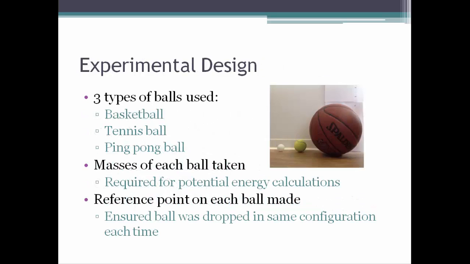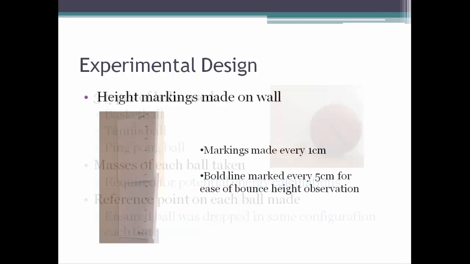To answer our research question, we used three types of balls: a basketball, a tennis ball, and a ping pong ball. Each ball was weighed to determine its mass so that its gravitational potential energy could be calculated. We marked each ball with a pen to ensure that we dropped it in the same configuration each time, in order to minimize uncertainty. We made markings on a wall in 1 centimeter intervals, making a bolded line every 5 centimeters for ease of bounce height observation.